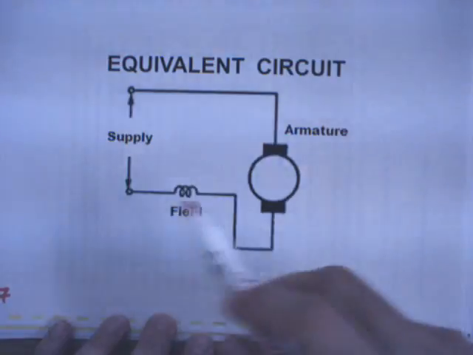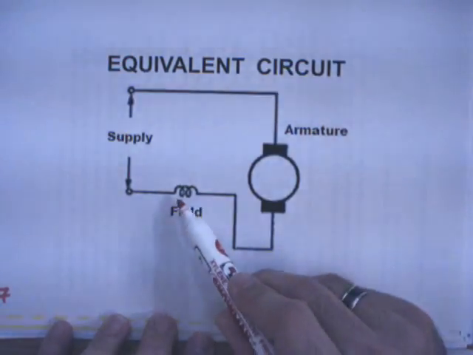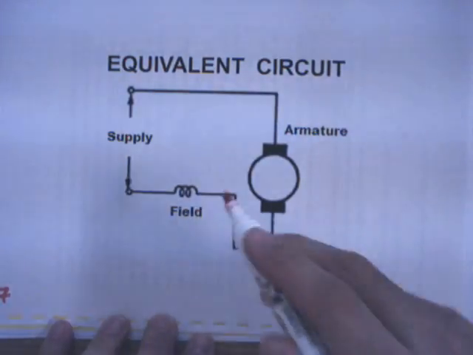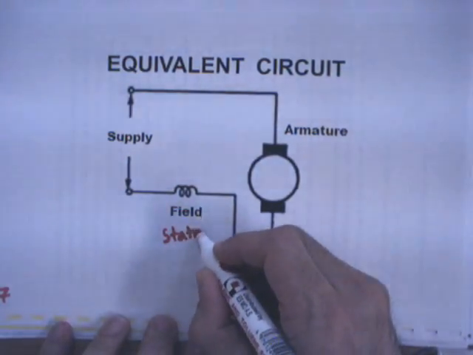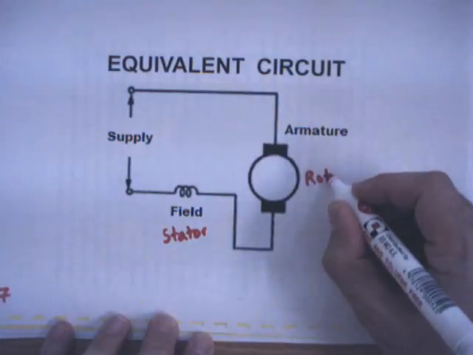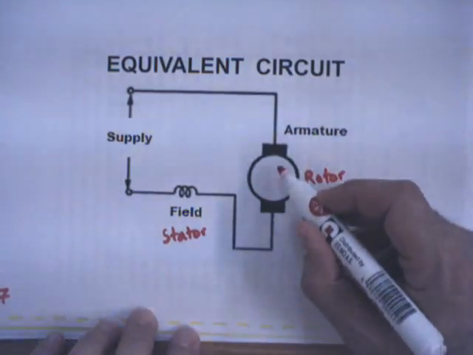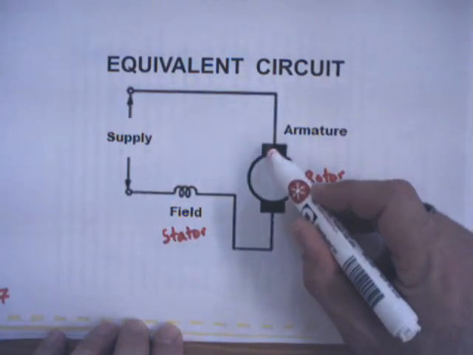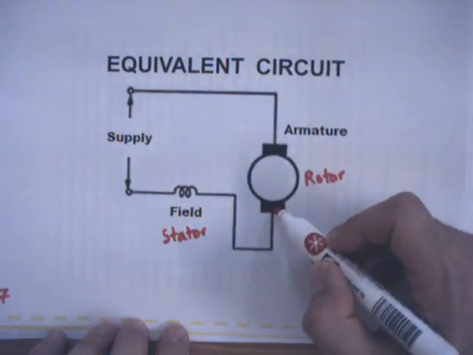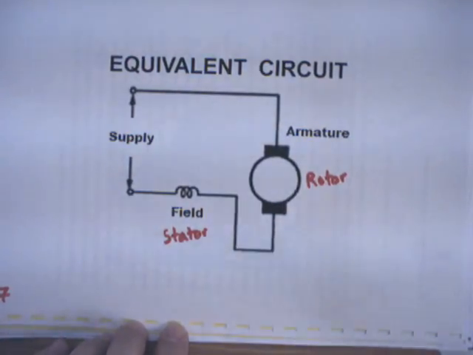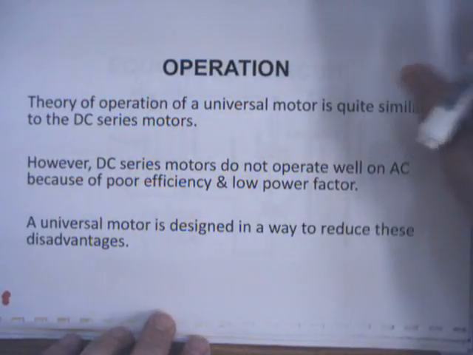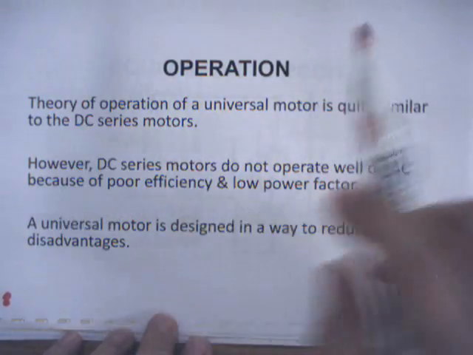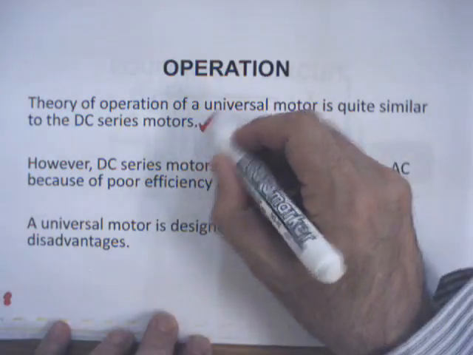So its equivalent circuit is, we have supply, we have field, and we have armature. Armature is the rotating part, which is the rotor. Field is the stator part. And so induced currents, induced voltages appear on these rotor windings, and these black rectangles represent the brushes. And the operation of the universal motor is like a series machine. Theory of operation of a universal motor is quite similar to the DC series motors.